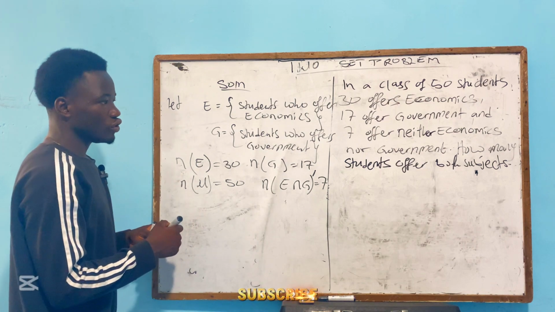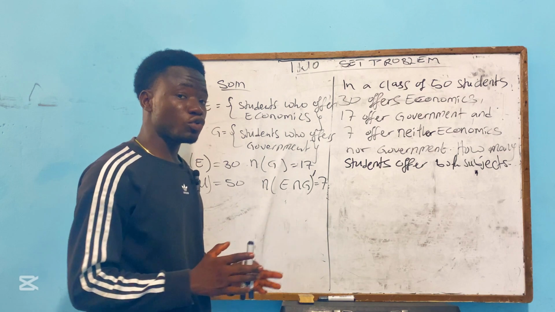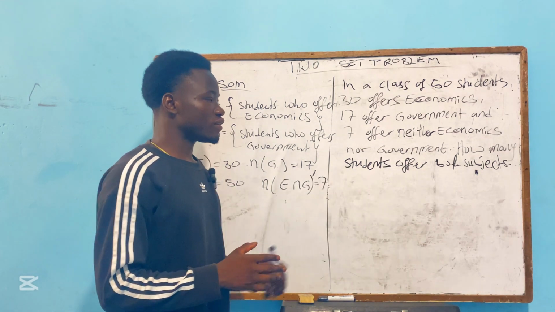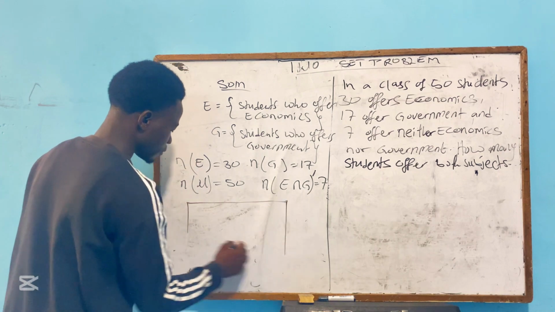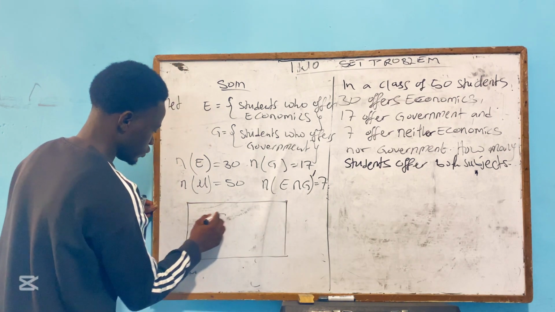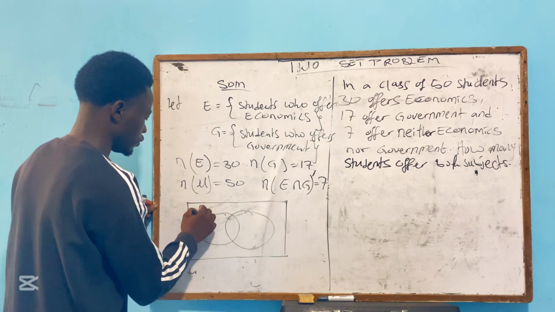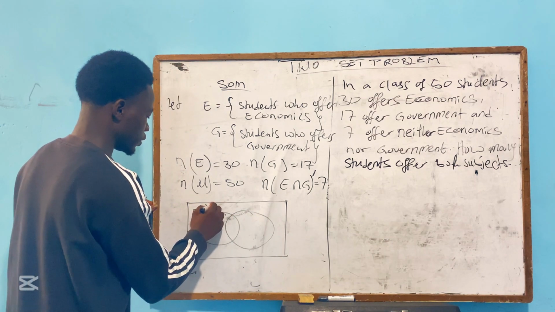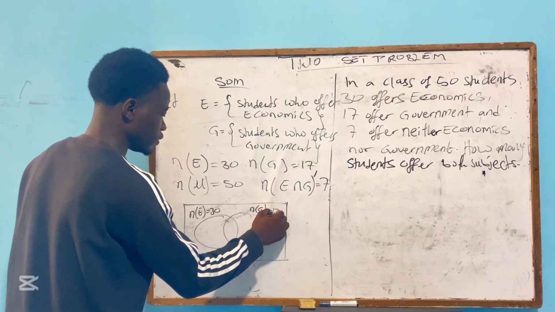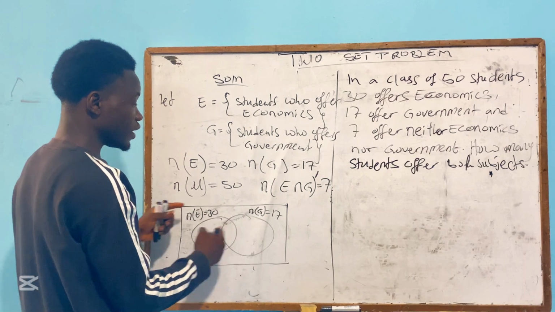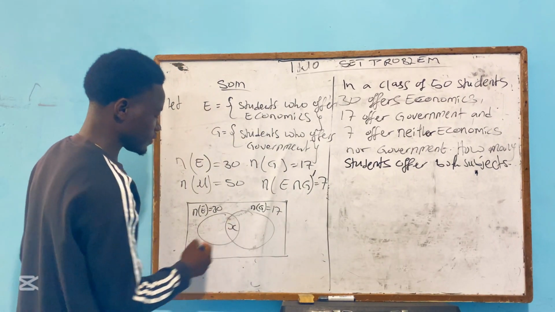Now we can draw a Venn diagram. Though they have not asked us to draw a Venn diagram, drawing one helps you represent it easily, and then you can calculate for it. So we get a Venn diagram drawn. The number of students who offer economics is 30, and the number who offer government is 17. Those who study both is what they are asking us to find. We don't know it, so we can let it be x.